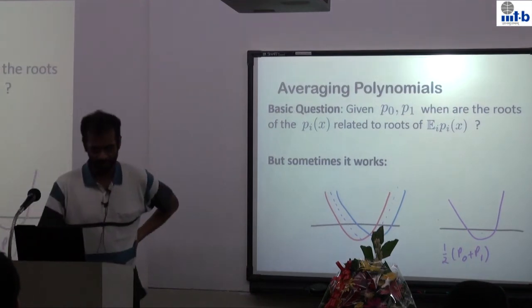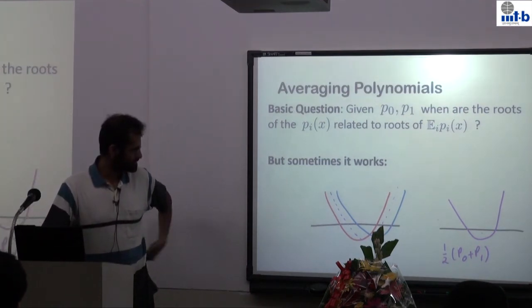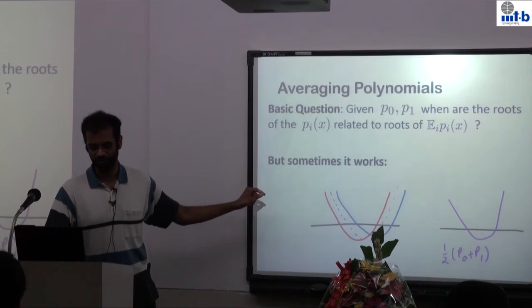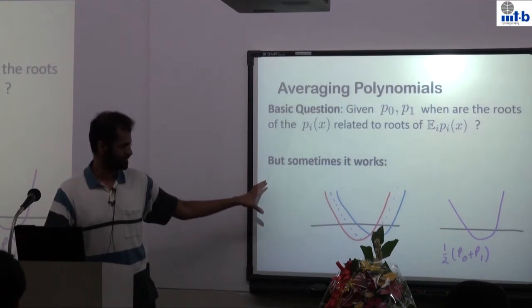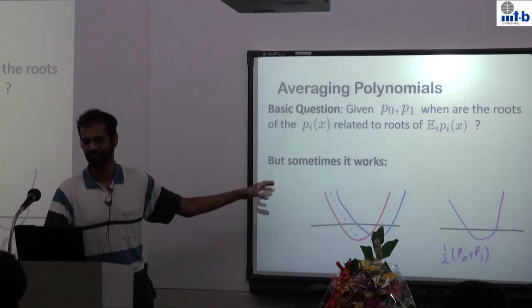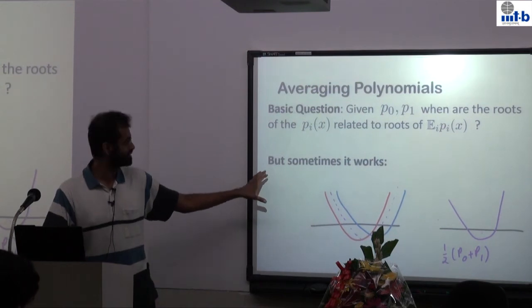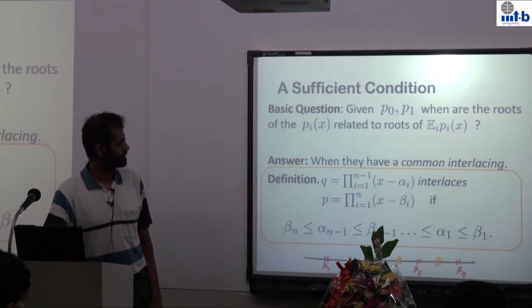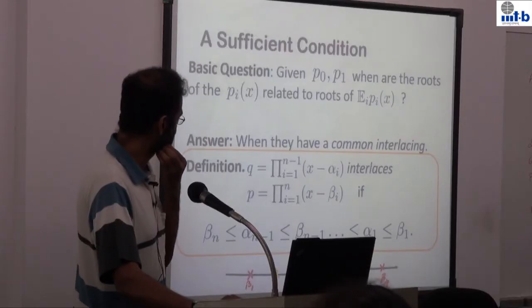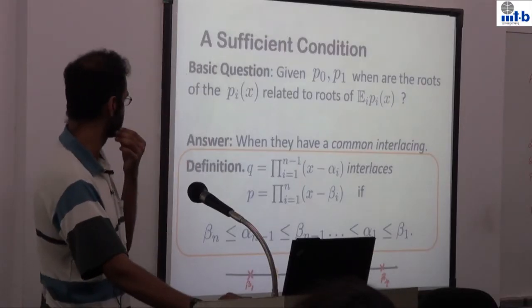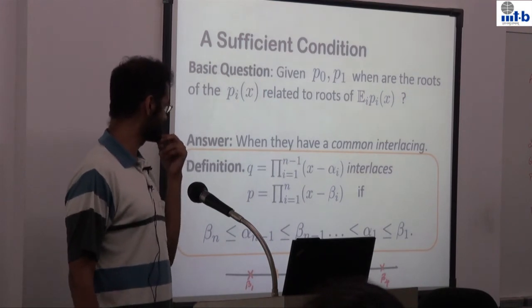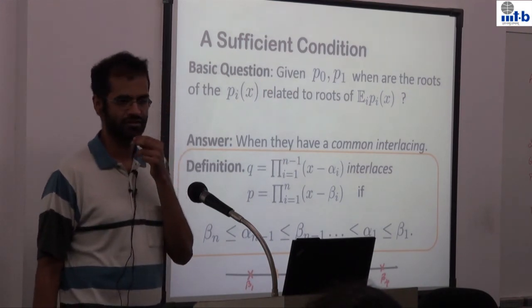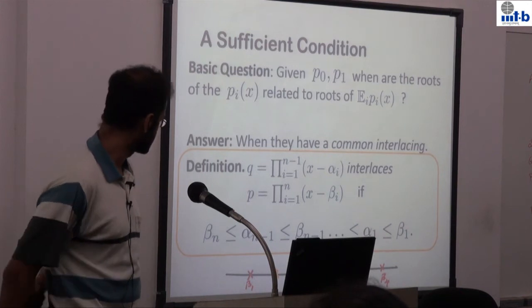So this is also not an isolated incident. It turns out there's a clean sufficient condition which characterizes when this happens, and this is what we use. The characterization of when this is well behaved is given by a property called common interlacing. So what's an interlacing?